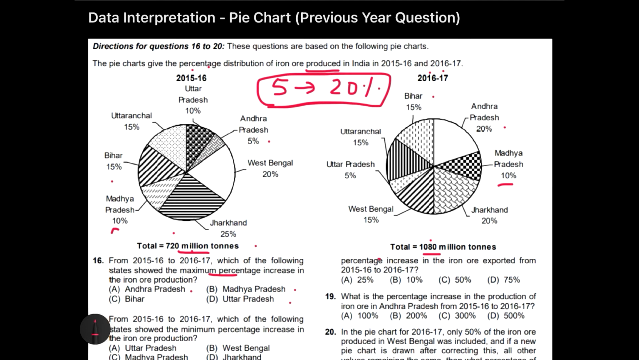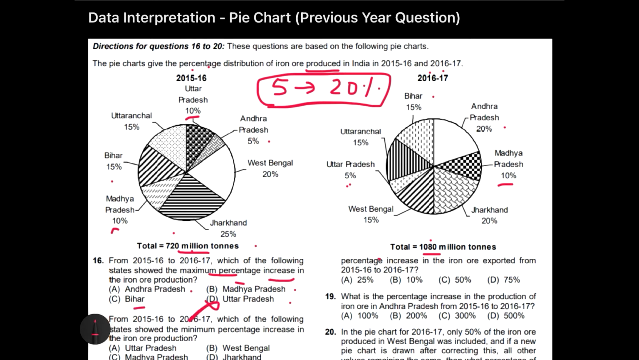The fourth one is Uttar Pradesh, which has 10% in 1516 and 5% in 1617. Now it's possibly decreasing. I know that 10% of 720 is 72, and if I check 5% of 1080, it will give me 54. So it's consequently decreasing. There's no increase at all. So option D is definitely not our answer.